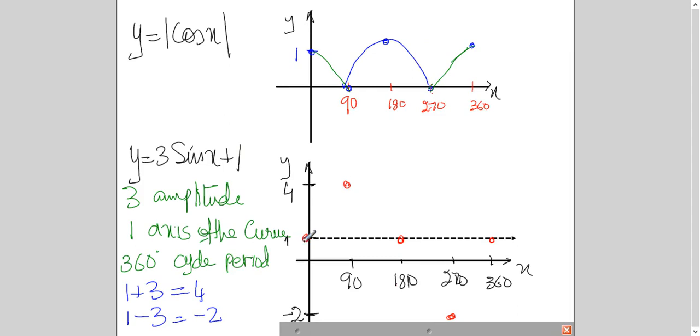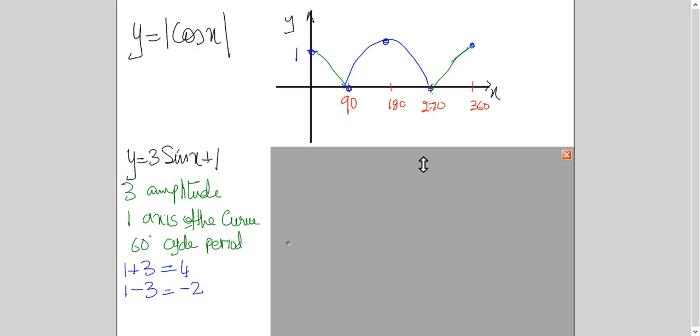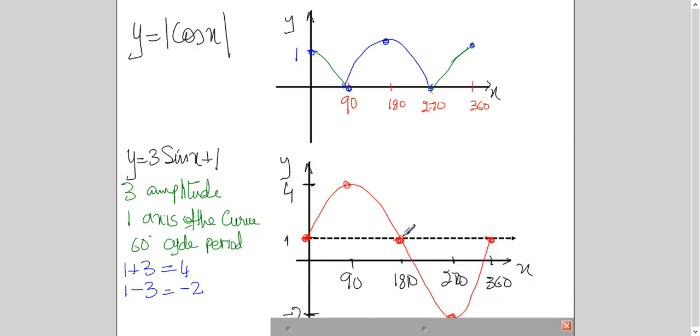Axis of the curve is at 1, and we know that in the sine graph, from the axis of the curve it passes through 0 degree, 180 degree, 360 degree. And maximum is at 90 degree, which will be 4, I have marked here. Minimum is at 270 degree, which will be minus 2 in this case, I have marked here. Now, after that, I will join all these points. So now this is the graph of 3 sin x plus 1, and this is the graph of cos x. Now we have to sketch it in the same diagram basically.